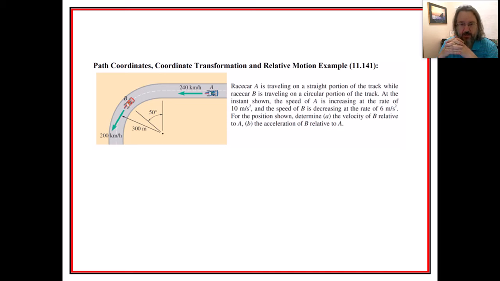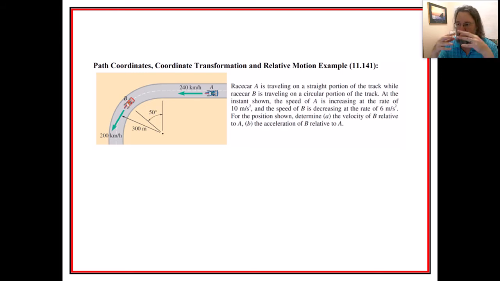We have a race car A traveling on a straight portion of the track while race car B is traveling on a circular portion of the track. At the instant shown, the speed of A is increasing at a rate of 10 meters per second squared, and the speed of B is decreasing at a rate of 6 meters per second squared. For the position shown, determine the velocity of B relative to A and the acceleration of B relative to A.